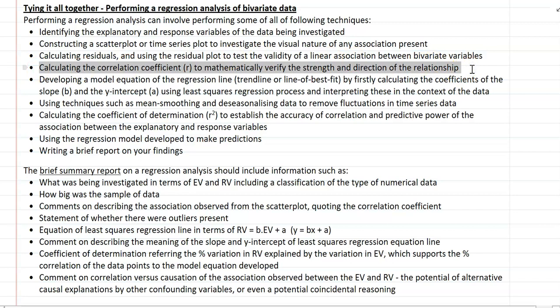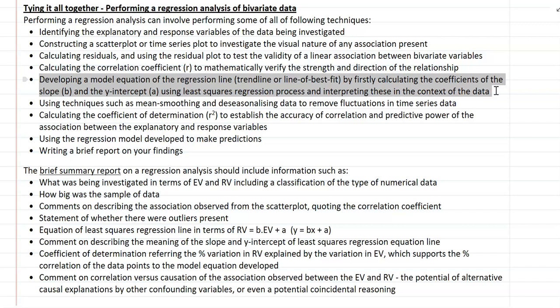We can calculate the correlation coefficient, or your R value, to mathematically verify the strength and direction of a relationship. From there, we can go into our least squares regression model or trend line. And we may need to calculate the coefficients, B, which is your slope value, or A, which is your y-intercept, using that least squares regression process, and you may have to interpret those in the context of the data.